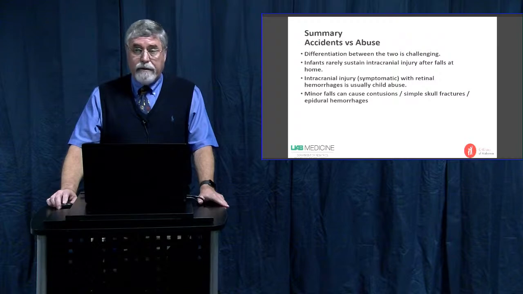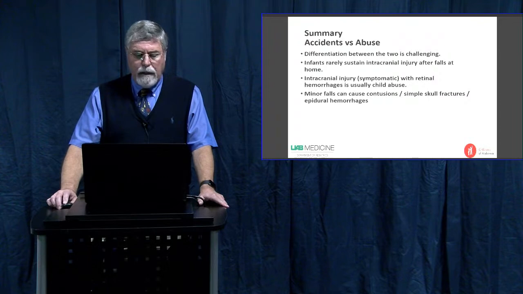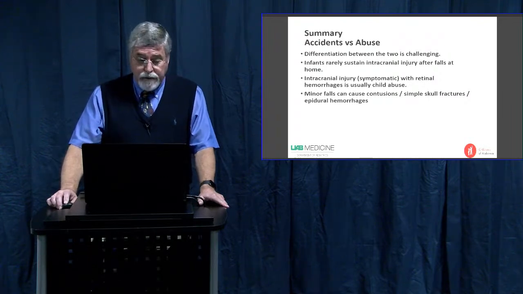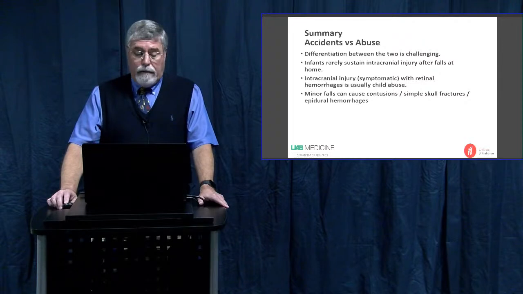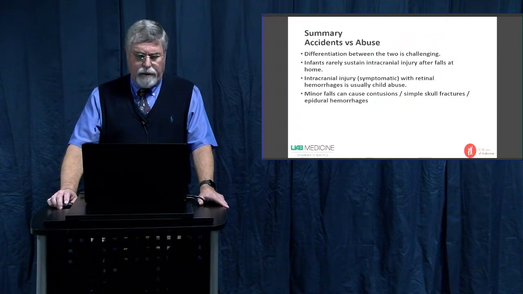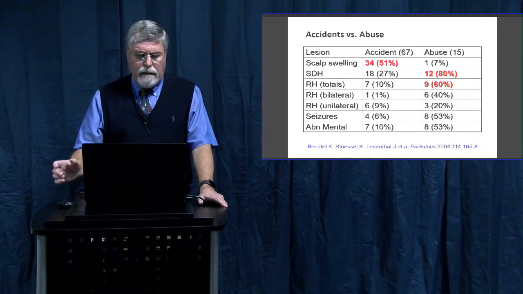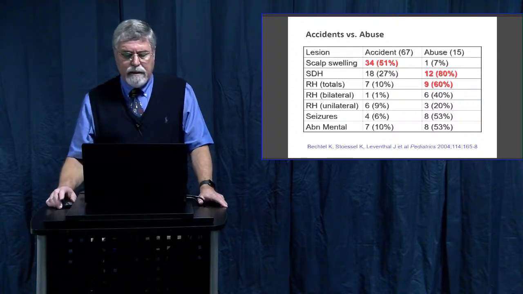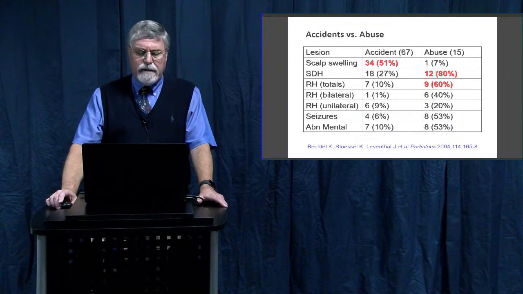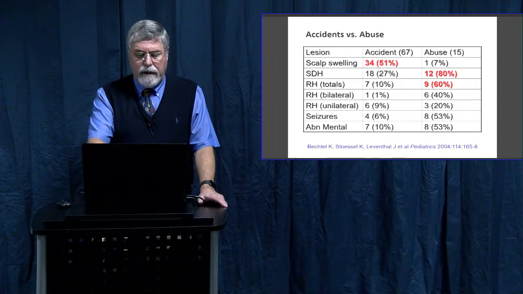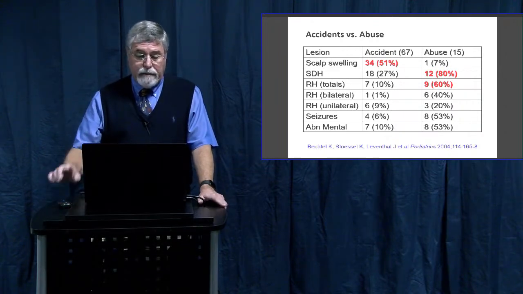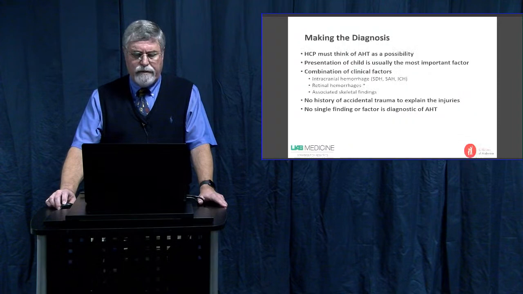But if you have an intracranial injury that's symptomatic and they have retinal hemorrhage, most of the time that's going to be child abuse. Minor falls can cause bruising and simple skull fractures, but rarely cause any significant intracranial hemorrhage unless they're falling from 2 stories or greater. This was a study published several years ago that looked at accidents that were confirmed to be accidental, witnessed accidents versus abusive head injuries. And subdural hemorrhage was much more common in inflicted injuries, as retinal hemorrhages were, although you certainly can see them in both types of injuries.